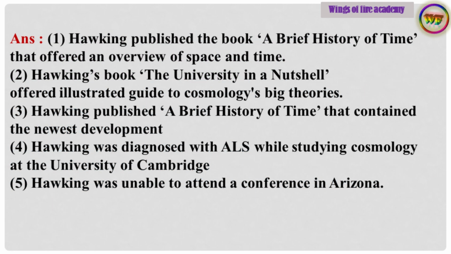Answer. Point 1. Hawking published the book, A Brief History of Time, that offered an overview of space and time. Point 2. Hawking's book, The Universe in a Nutshell, offered an illustrated guide to cosmology's big theories. Point 3. Hawking published A Brief History of Time that contained the newest development. Point 4. Hawking was diagnosed with ALS while studying cosmology at the University of Cambridge. Point 5. Hawking was unable to attend a conference in Arizona.